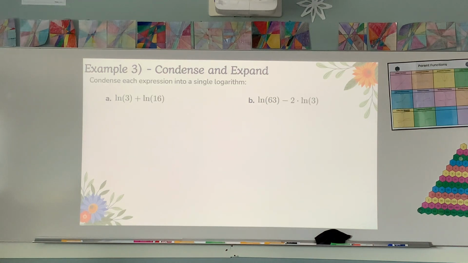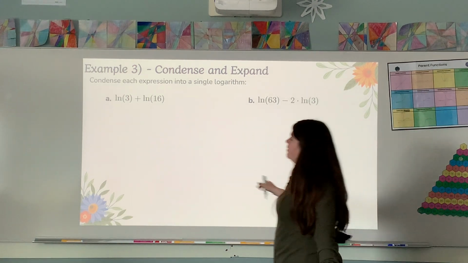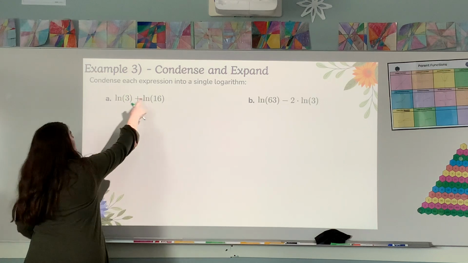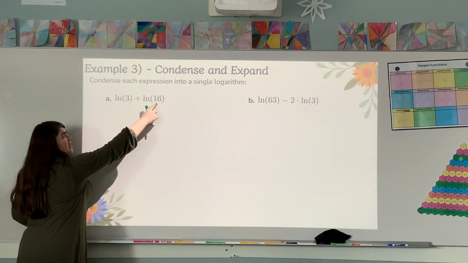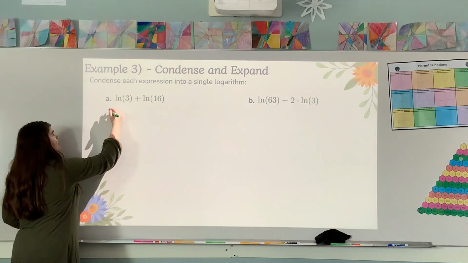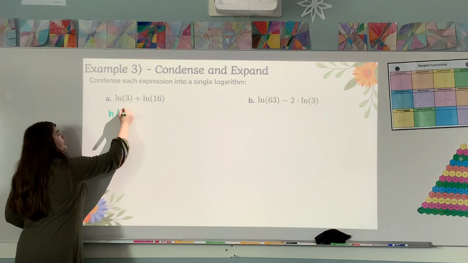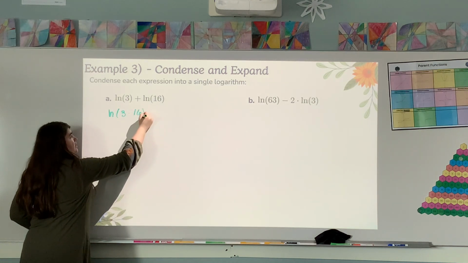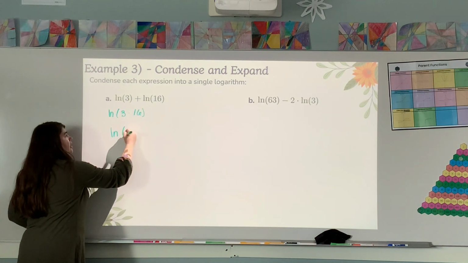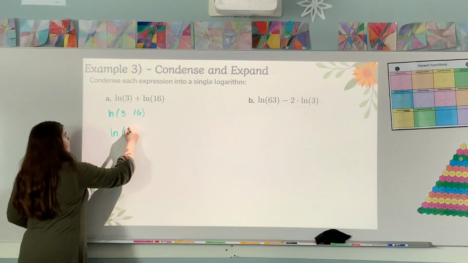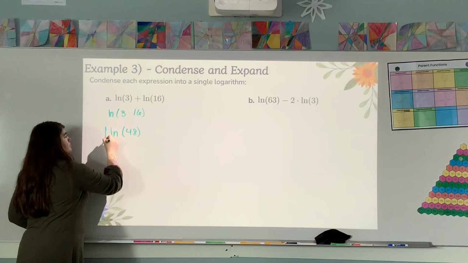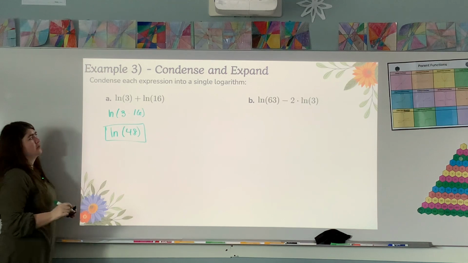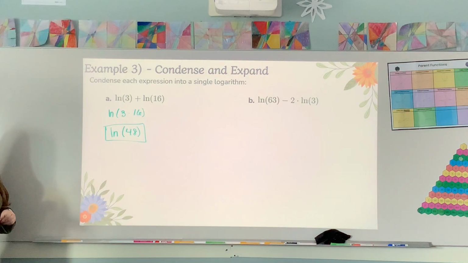So example 3, condense and expand. Condense each expression into a single logarithm. So when we have addition between logs, what do we do with what's inside? Multiply it. So then we have the natural log of 3 times 16. So then we have the natural log of what? 48. And that's our single logarithm.